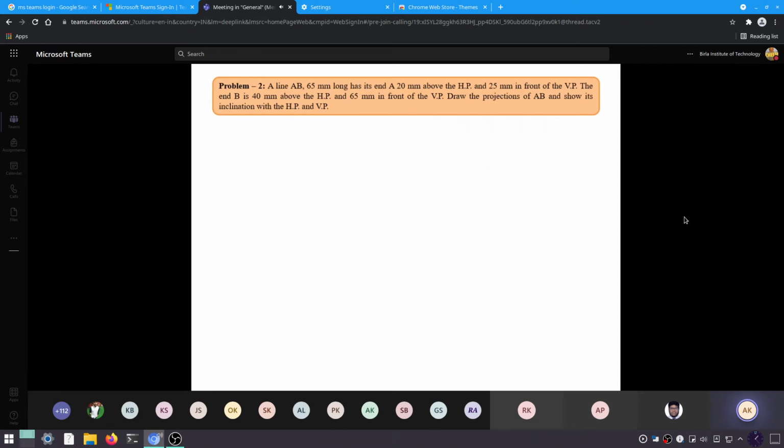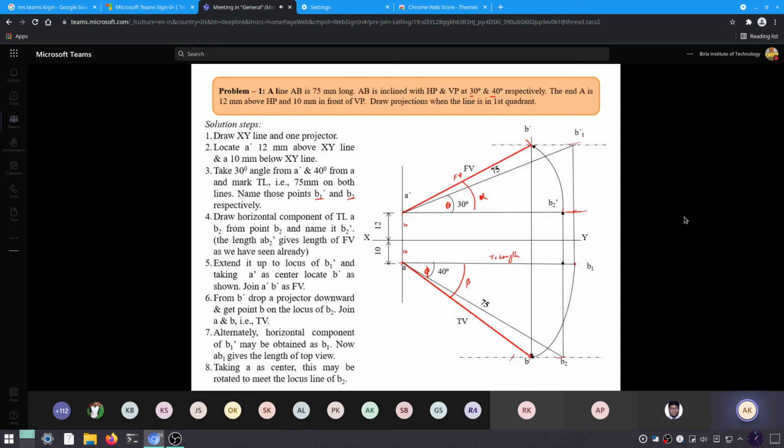Sir, do we have to write the steps also if it appears in the exam? No, you just have to do the construction part. We'll know your steps according to the nomenclature you give over here. Okay.